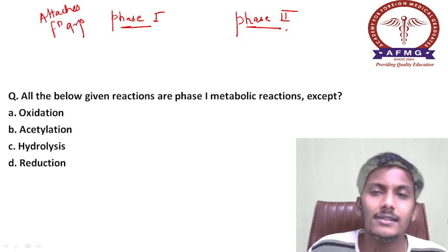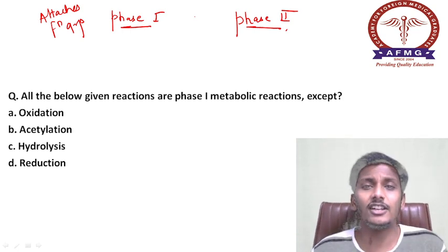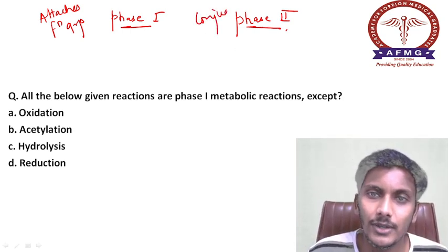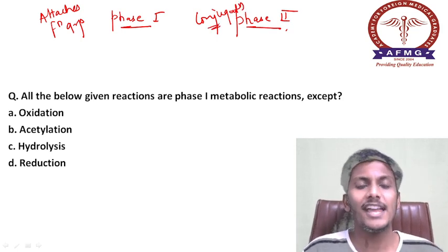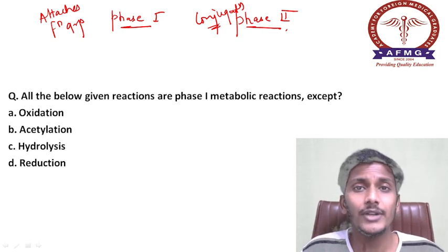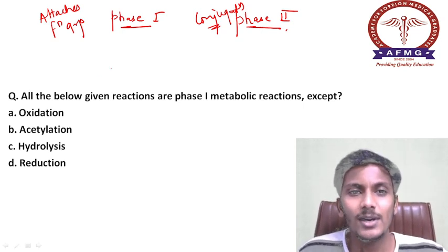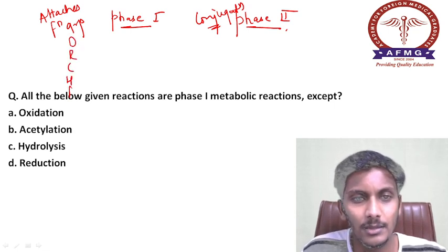Please remember, in phase 2 reaction, after attaching the functional group, we conjugate this drug. So conjugation takes place in phase 2 reactions. Functional group attachment, phase 1 reaction. Conjugation, phase 2 reactions, important. So what are the phase 1 reactions? These are to be remembered by the mnemonic ORCHARD.